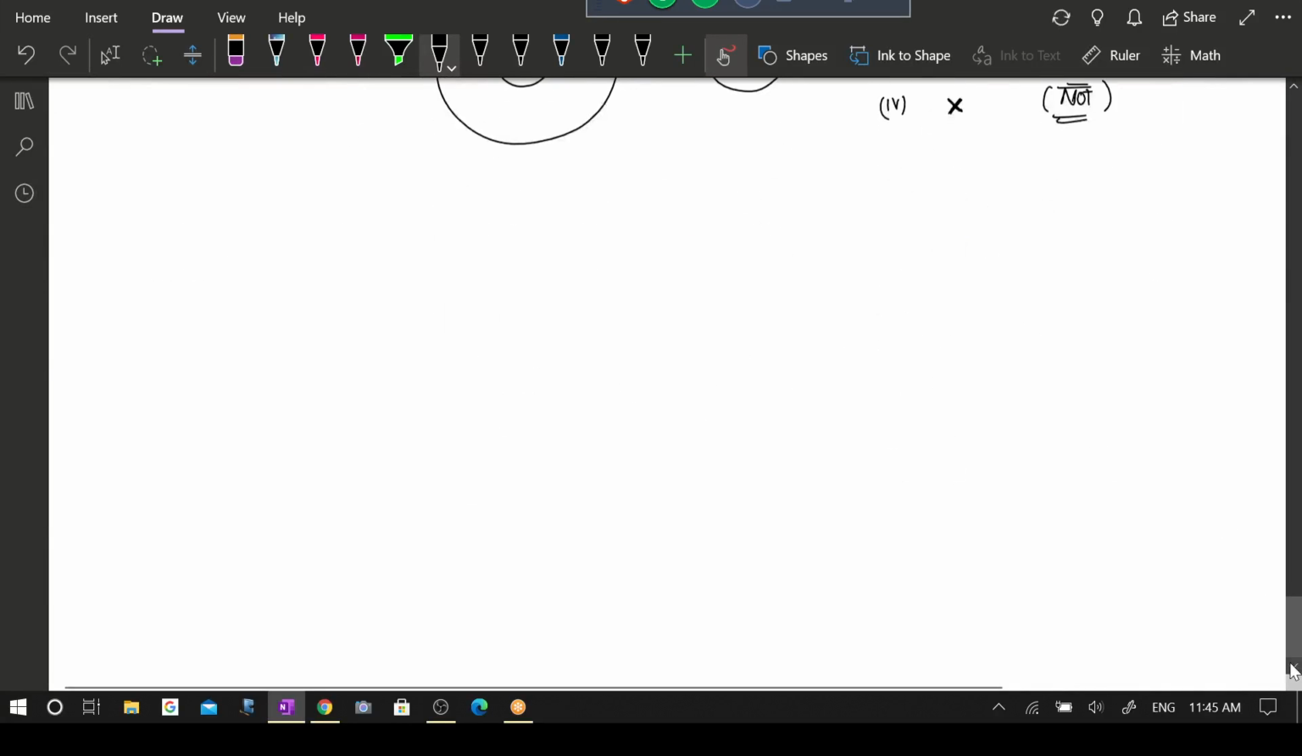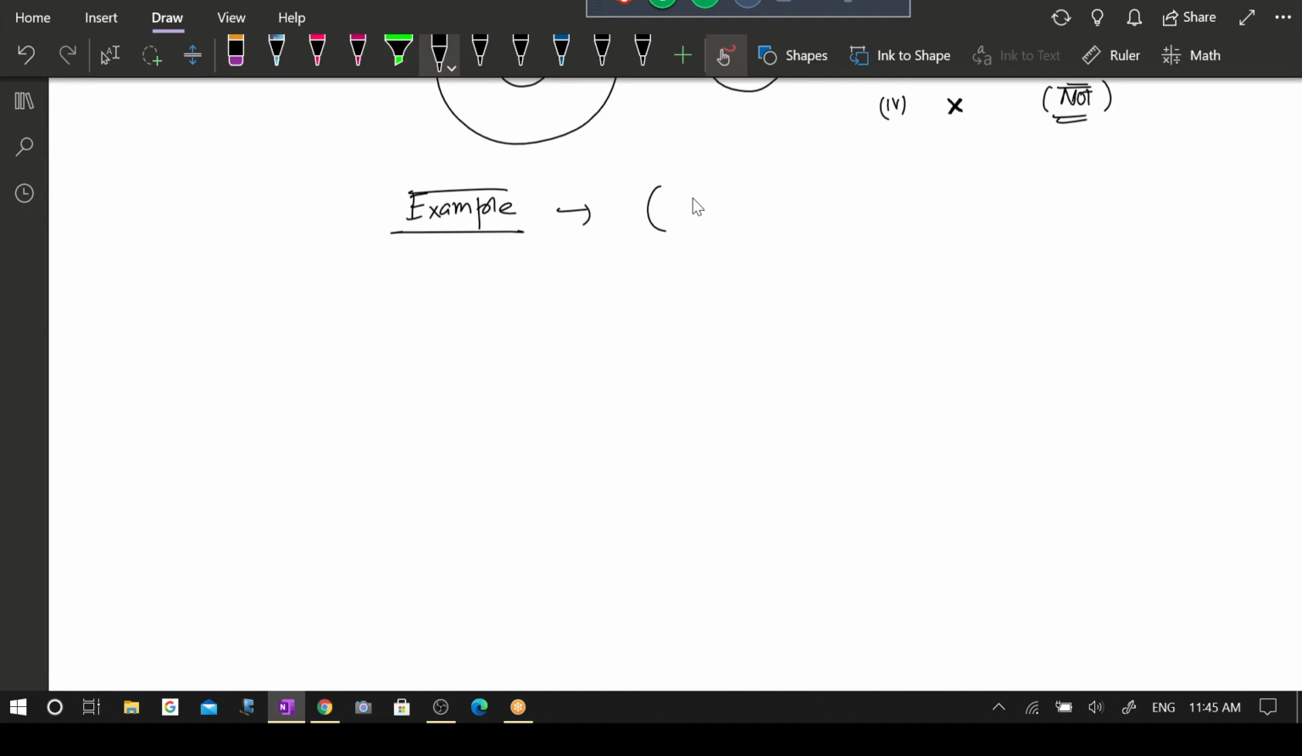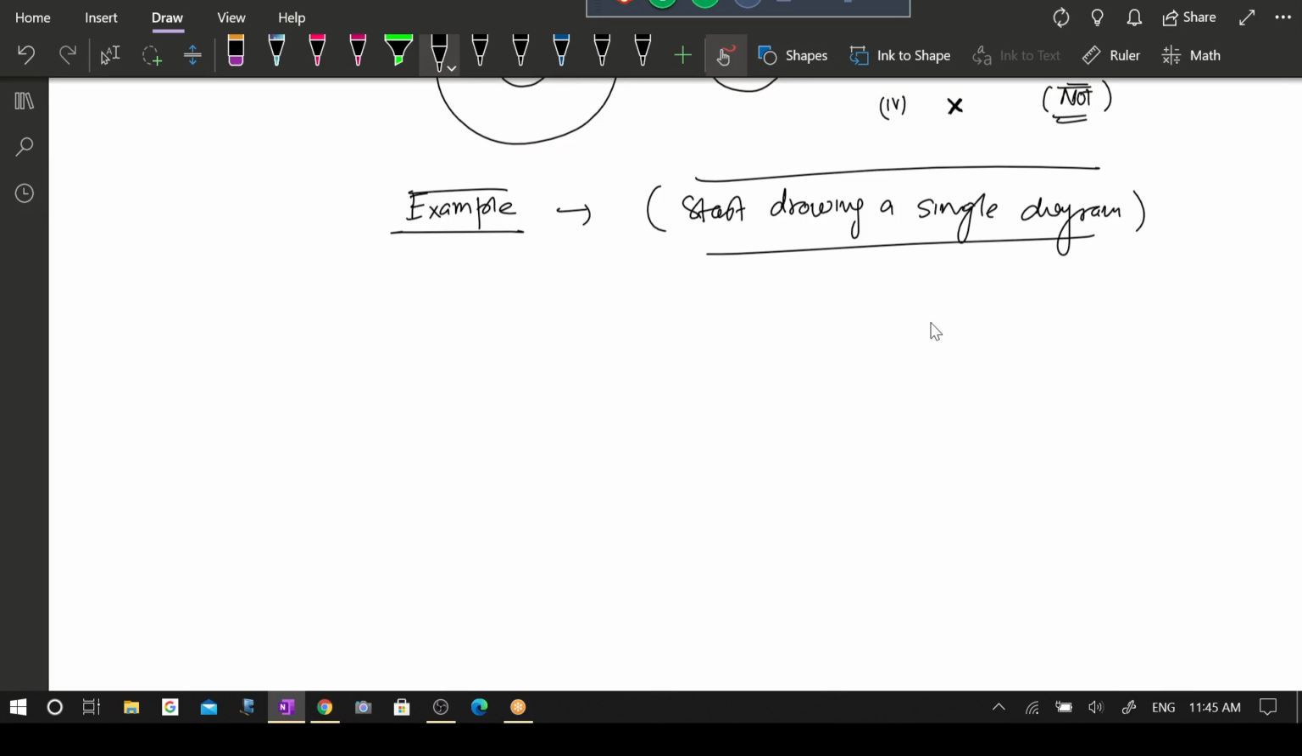Let's draw one more example. Right, let me draw one more example. So one more example, Miss Vishwas, first of all start drawing. Now the issue is to start. Yes, Miss Sankardas, don't worry. Can you just start drawing a single diagram? First important aspect. Can you just start drawing a single diagram? So please, let's talk about it.